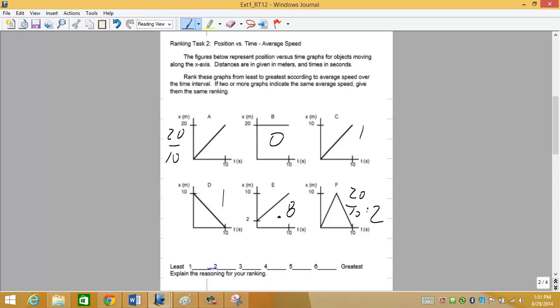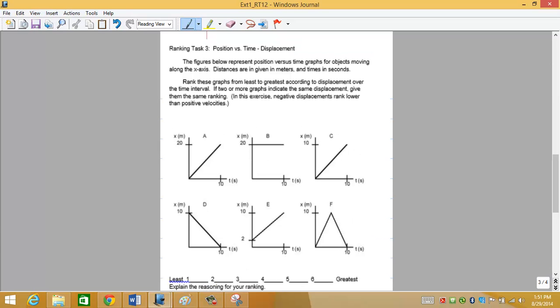So now in this case, B, being 0, is going to be my smallest. Next would be E at 0.8. Notice that D and C are both tied, and A and F are both tied. And that's ranking task 2.